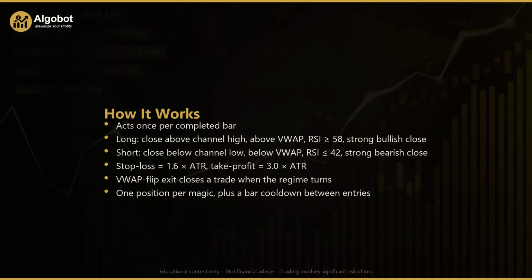There is also a thoughtful exit rule called the VWAP-flip. If a long trade is open and price closes back below the VWAP, the regime that justified the trade has disappeared, so the strategy closes the position early. The same applies in reverse for shorts. On top of that, the EA holds only one position per magic number at a time, and it waits a cooldown of a few bars between entries so it does not stack trades on top of each other. Together, these rules keep the system disciplined and patient.